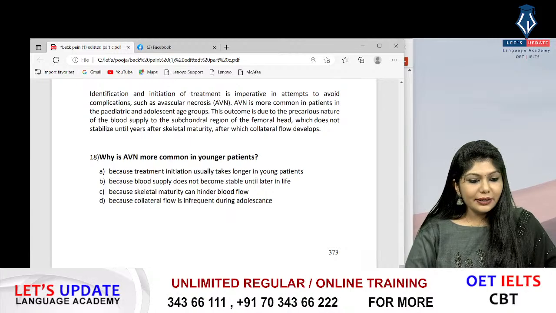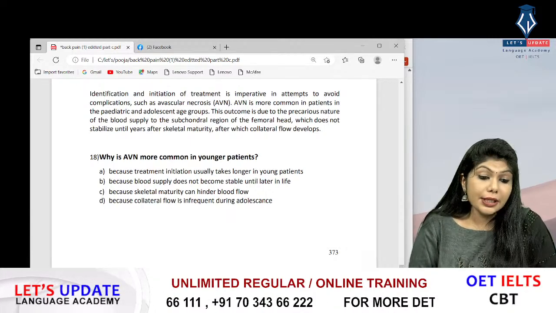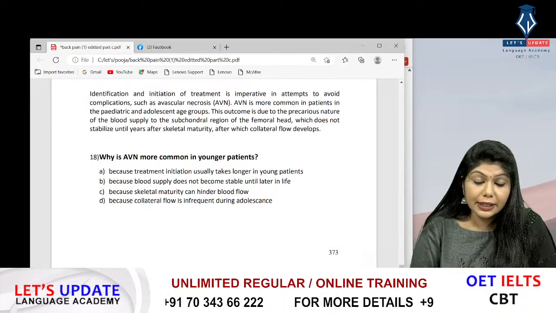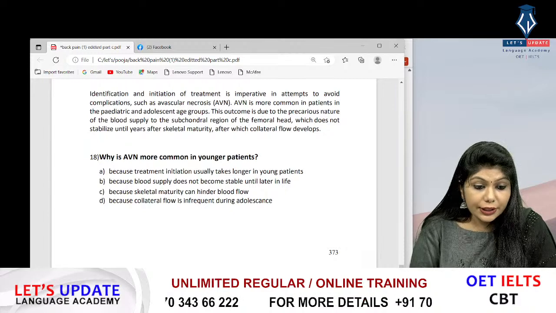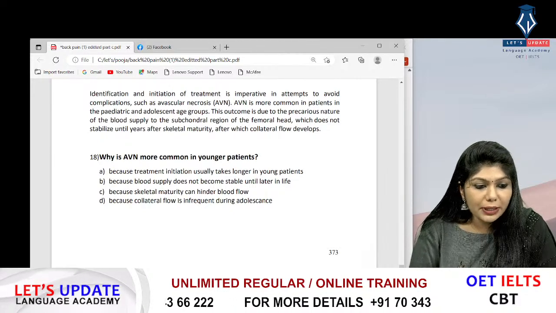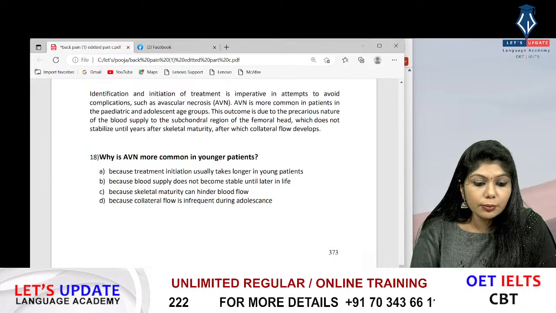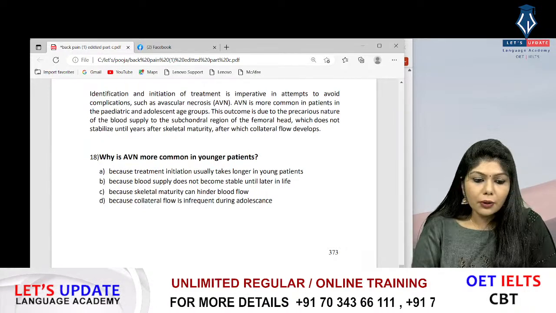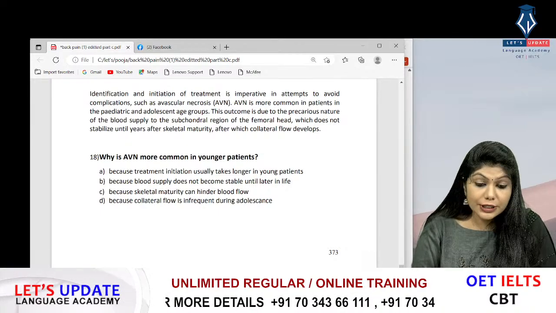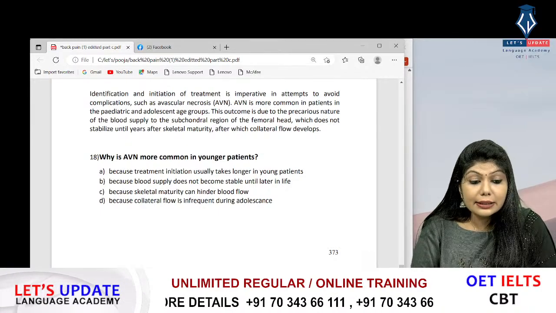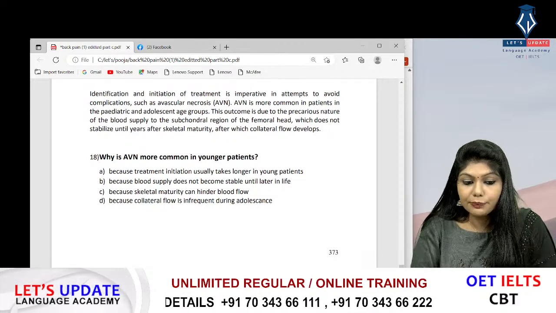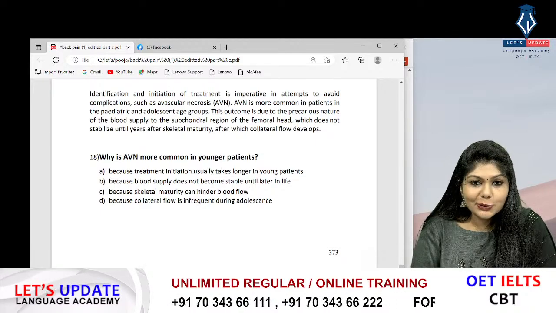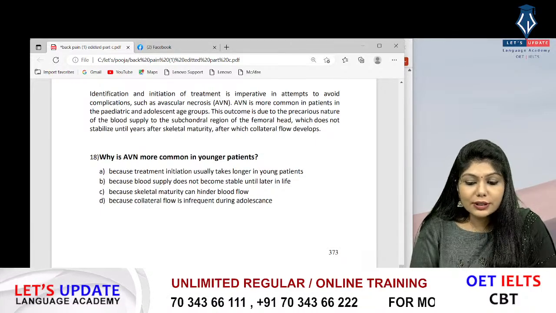So let's read this. Identification and initiation of treatment is imperative in attempts to avoid complications such as avascular necrosis. AVN is more common in patients in the pediatric and adolescent age group. This outcome is due to the precarious nature of the blood supply to the subchondral region of the femoral head, which does not stabilize until years after skeletal maturity, after which collateral flow develops. So that is what the paragraph was about.